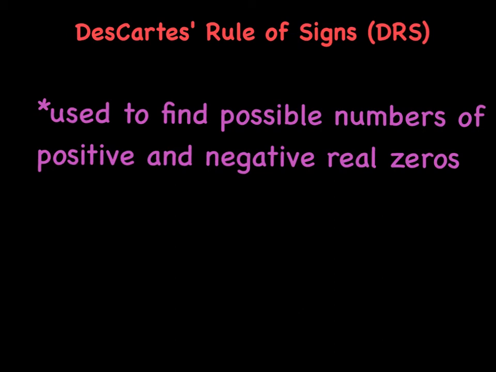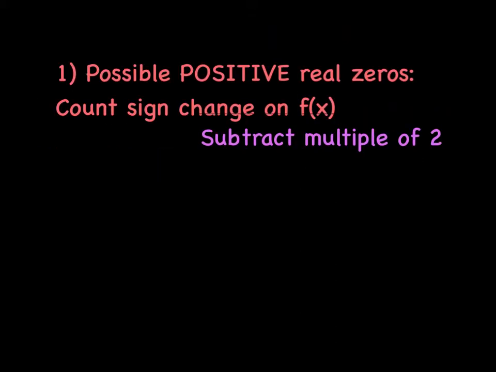So we're going to be talking about Descartes' rule of signs, which is going to be DRS. It's used to find possible numbers of positive and negative zeros. So for possible positive real zeros, we're going to count the sign changes on f of x.